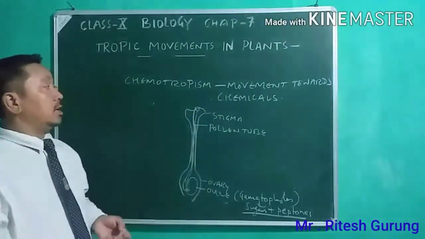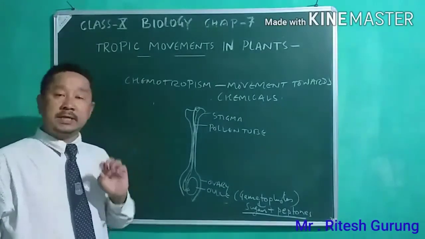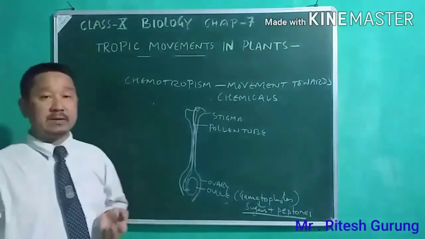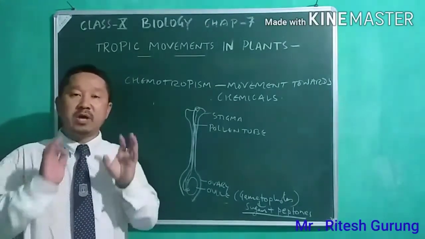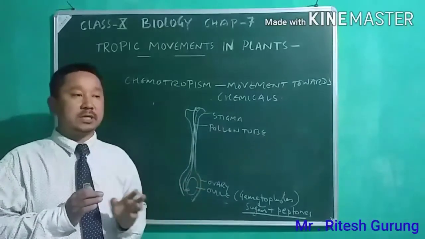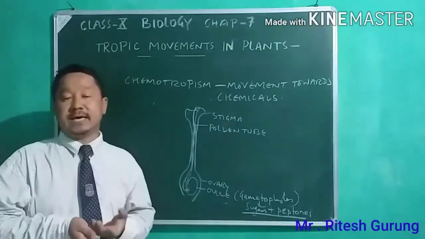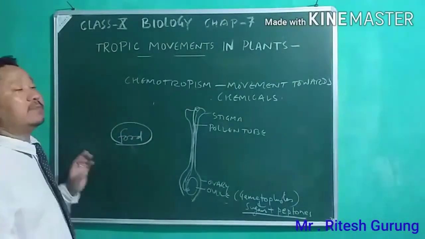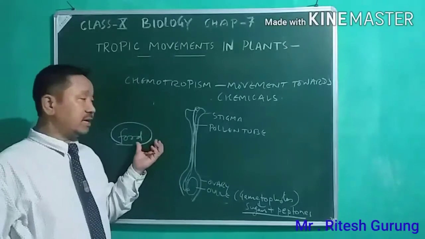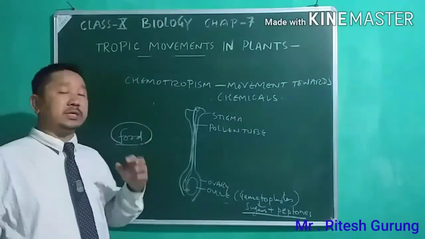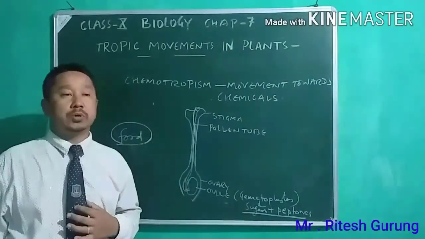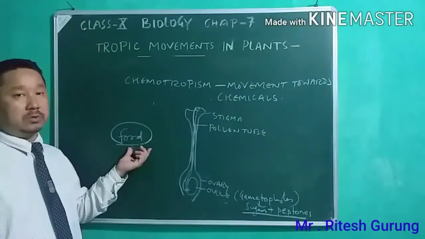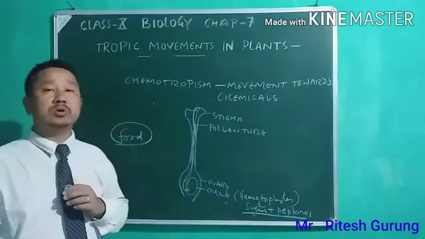So this is an example seen in plants, which is called chemotropism. Besides this, there are many examples, like the movement of fungi towards the areas where the food is. Here the food is the chemical, and the fungi show their response. That means fungi move towards the food. So this is also chemotropism.